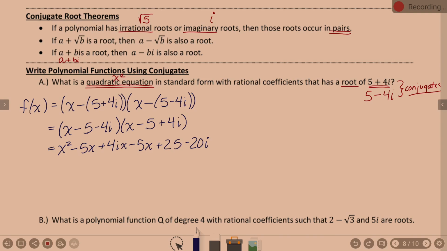Negative 4i times x, negative 4ix. Negative 4i times negative 5, plus 20i. And negative 4i times positive 4i, negative 16i squared. Okay, negative 16i squared is what I'm writing for the moment, but I do agree with where you're headed.